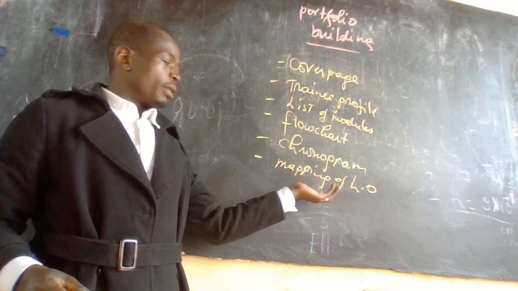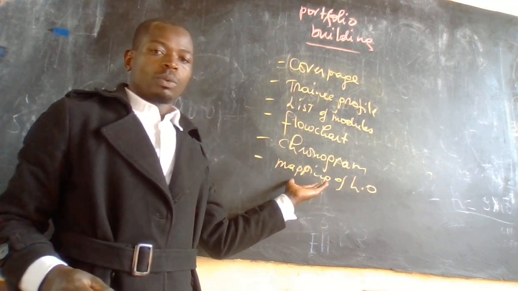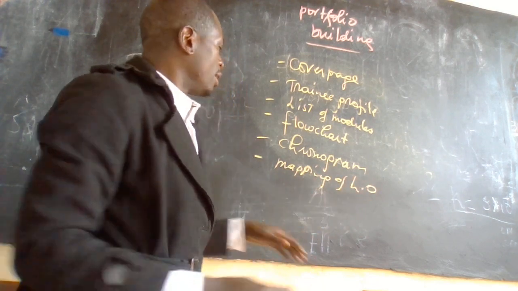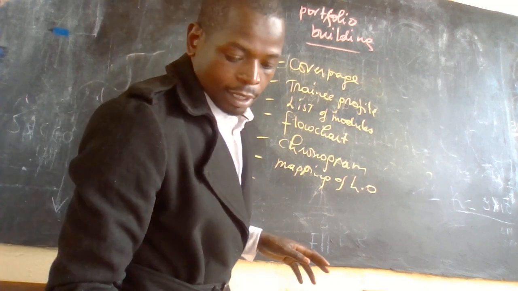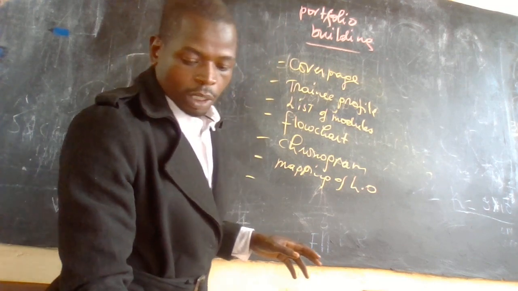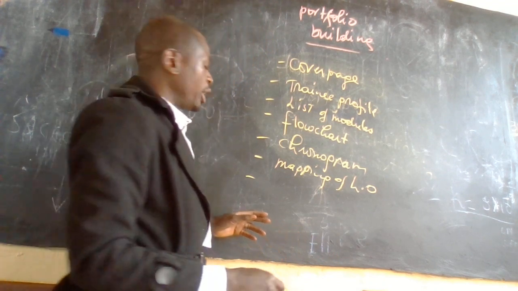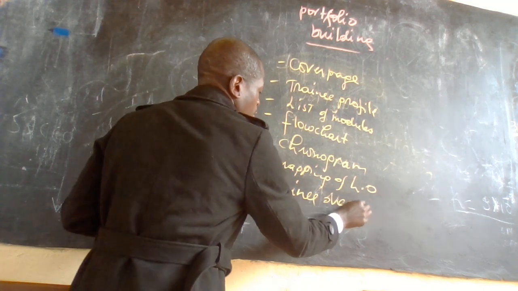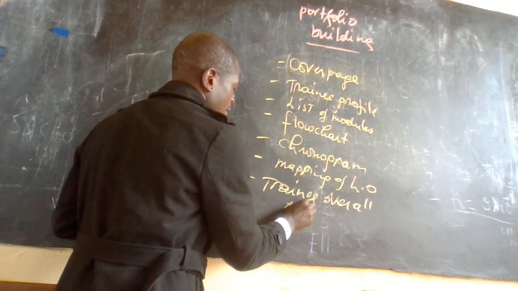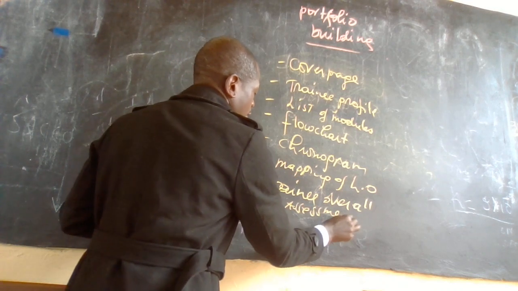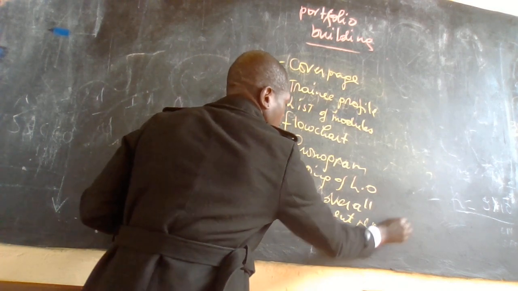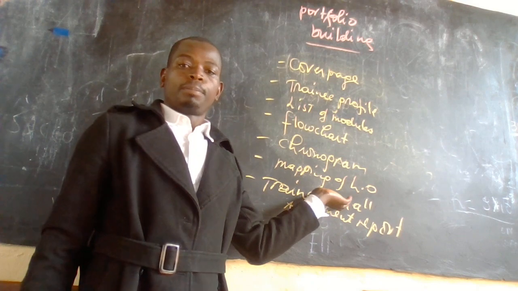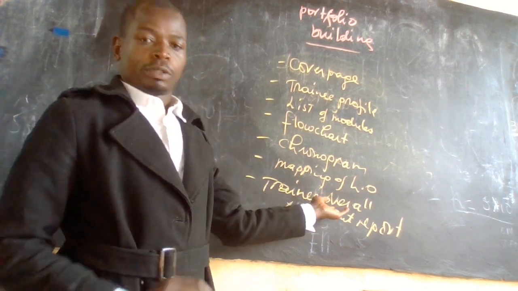Mapping of learning outcomes. This is a document that shows the modules and their learning outcomes taught by the trainer. The next one is the trainee overall assessment report. This document seems like a report of a given module.